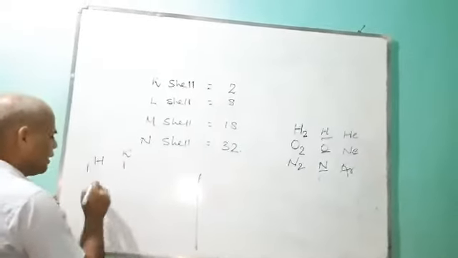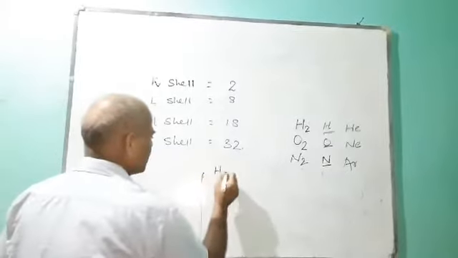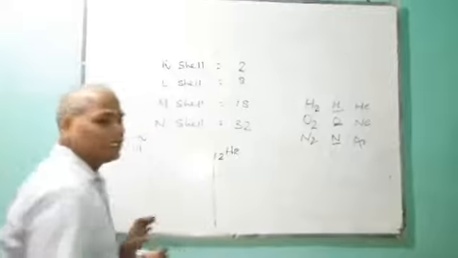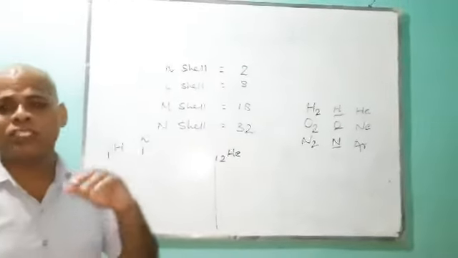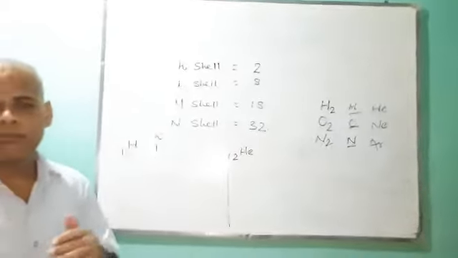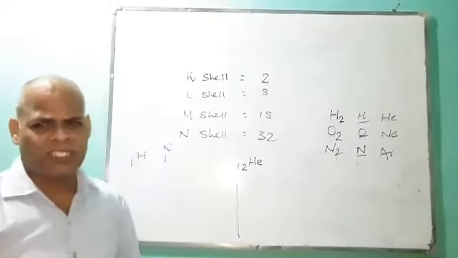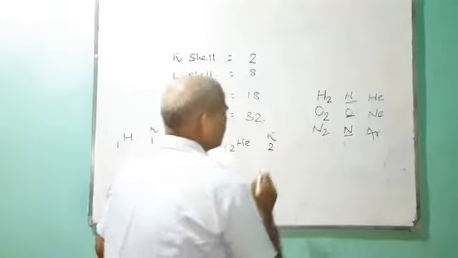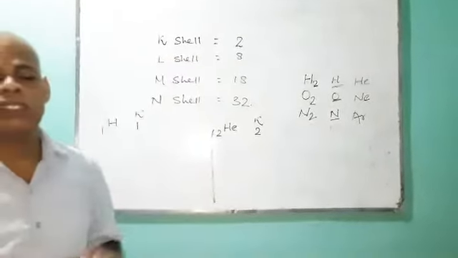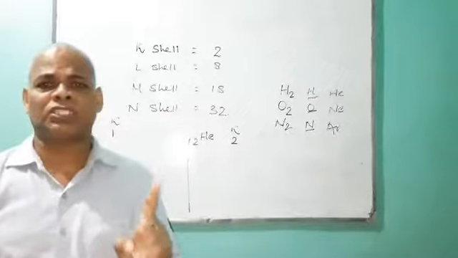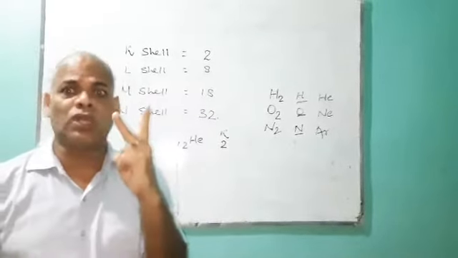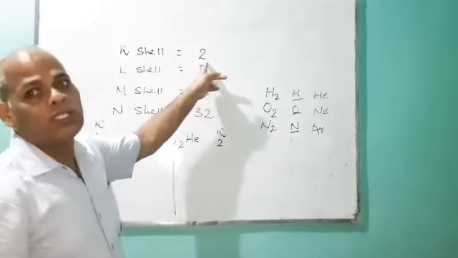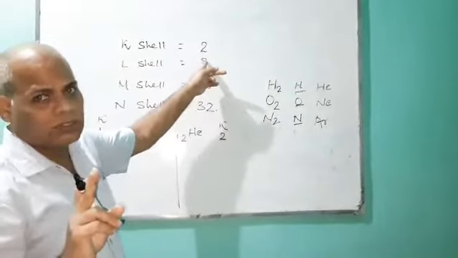If you talk about helium, I am writing this side. Helium has atomic number 2. So it means the number of electrons present in helium is 2, that is in the K cell. And you also keep in mind, the K cell has maximum capacity to accommodate 2 electrons. Here you see, the K cell can accommodate only 2 electrons.